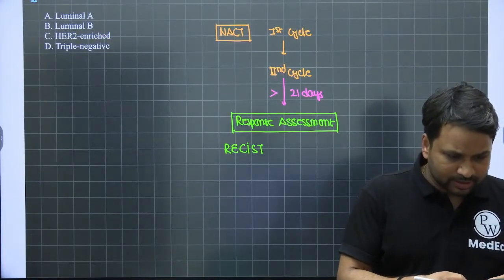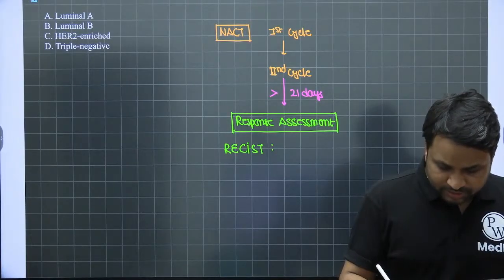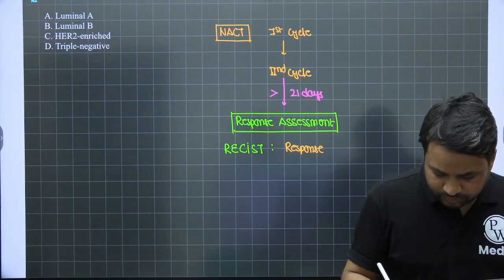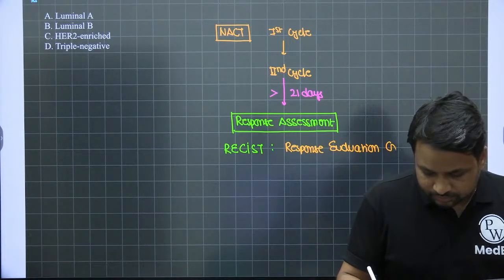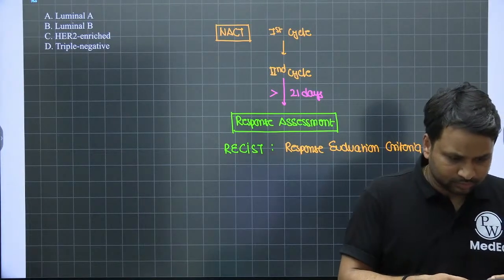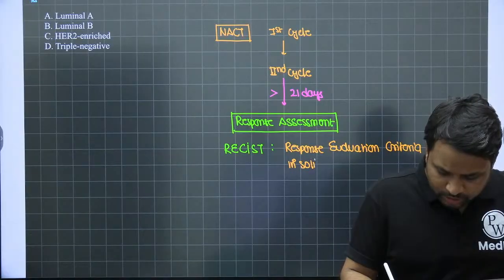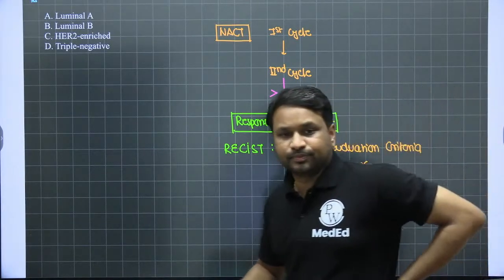Now, what do you mean by this? It is called a response evaluation. This is defined as response evaluation criteria in solid tumors. This is what we call RECIST.